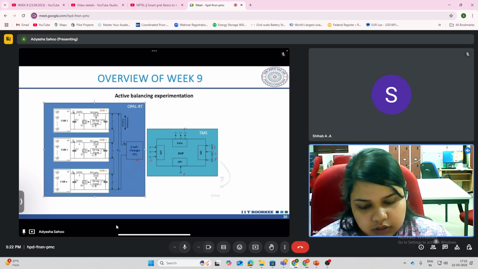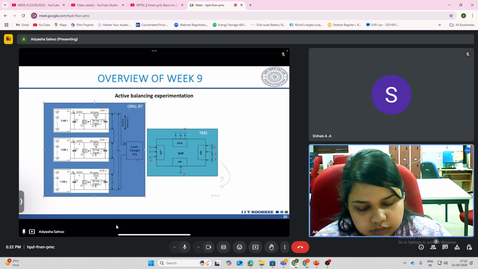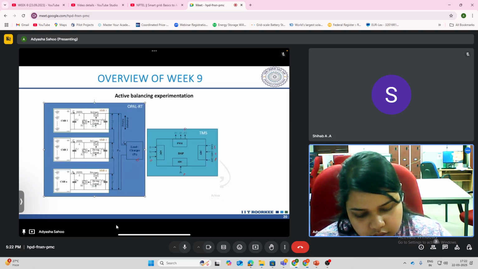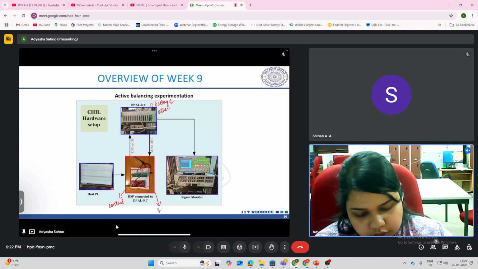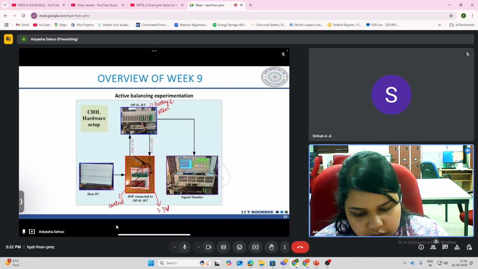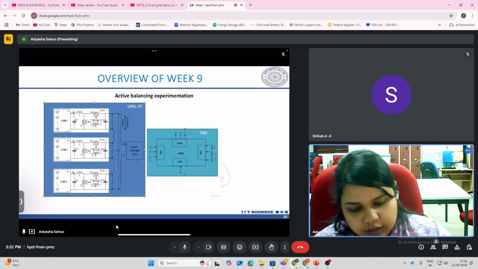So you are giving the input, but the voltage level here is 3.3 volt. So what we do when we give the signal from OPLRT to this board, we ensure that everything is scaled down to 3 volt so that the board is not damaged.